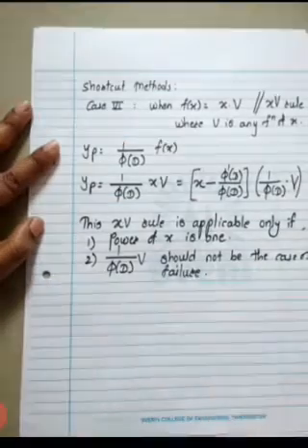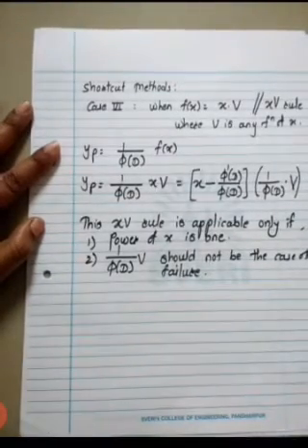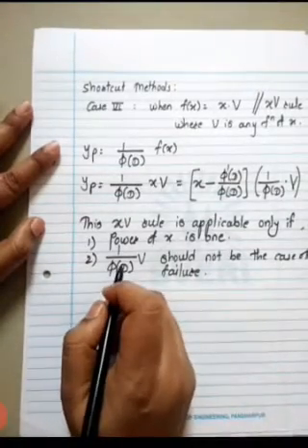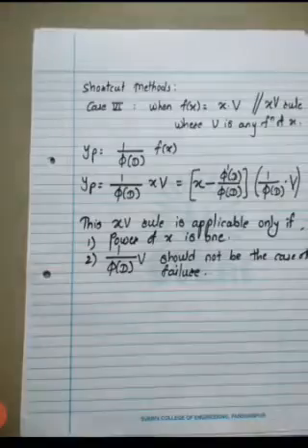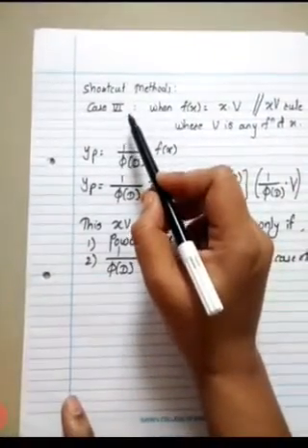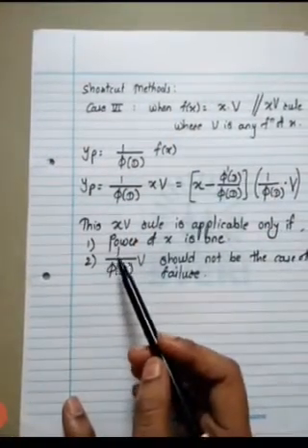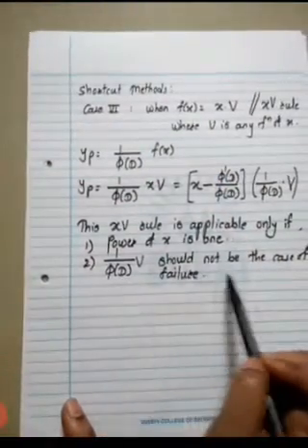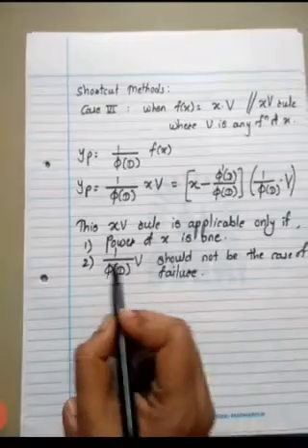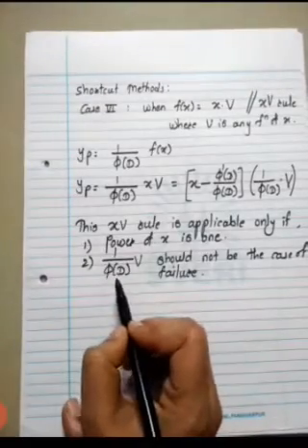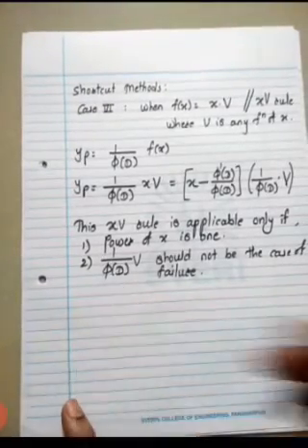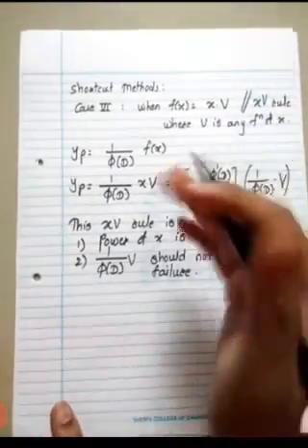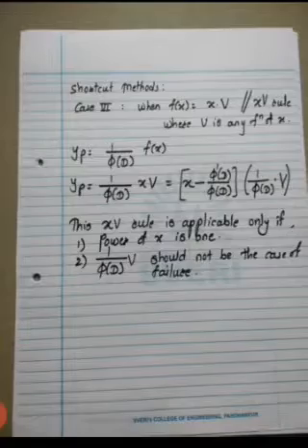What does that mean? This denominator should not be equal to 0. So the two conditions for the xv rule are: first, the power of x must be 1, and second, 1 upon phi d into v should not be a case of failure, that is, it should not be 0. If it is 0, then we cannot apply the xv rule. If the power of x is not 1, then also we cannot use the xv rule.